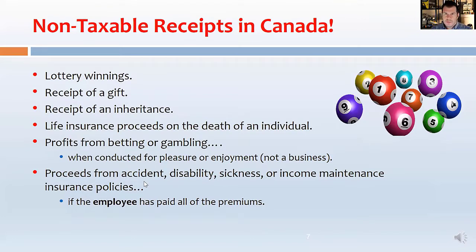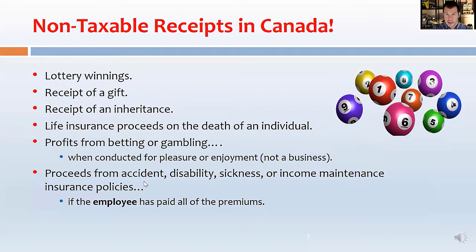We've seen this in the past in respect of an employer contributing to various programs: accident insurance, disability insurance, sickness, etc. If the employer is making the contribution, then all of these receipts are taxable. But if the employee pays all the premiums, like if you're paying your own premiums for accident insurance, disability insurance, sickness, et cetera, when you receive the benefit, then it's tax-free.